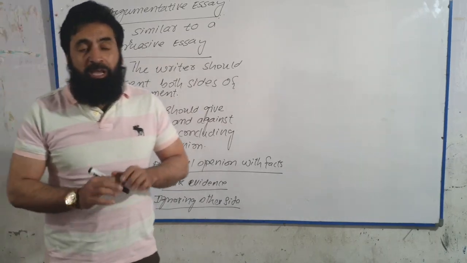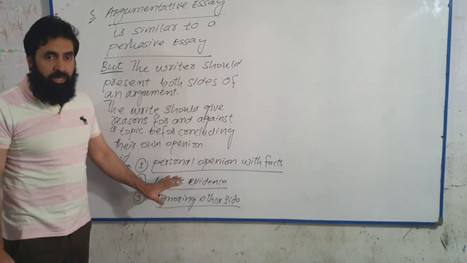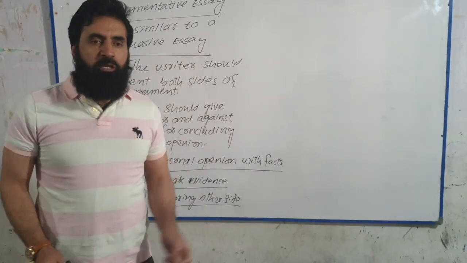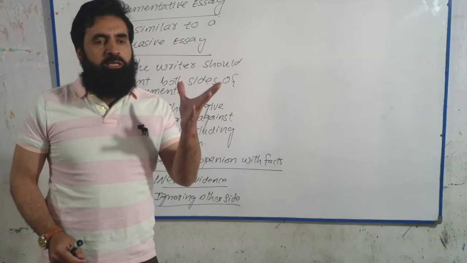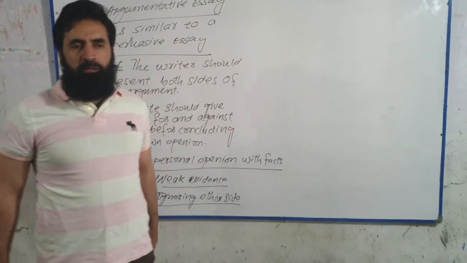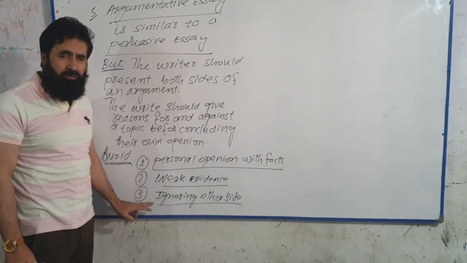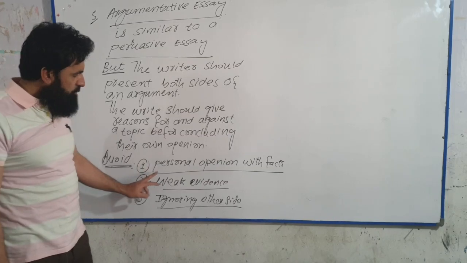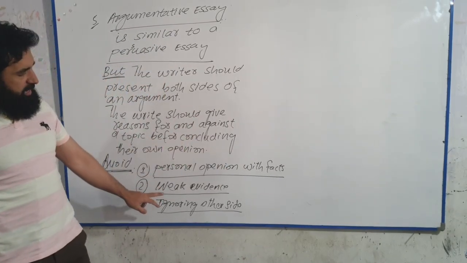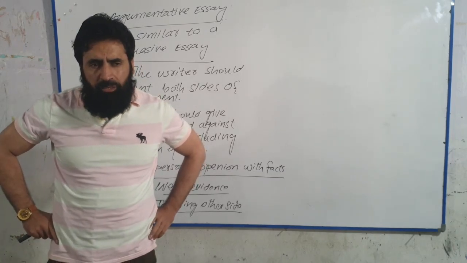The writer should acknowledge the opposing view, and the writer should explain, with much more emphasis, what their point of view is, much better than the opposing view. Got it? Is it clear up to here? So the first things to be avoided are personal opinion without facts, weak evidence, and ignoring the other side. Do you all understand?